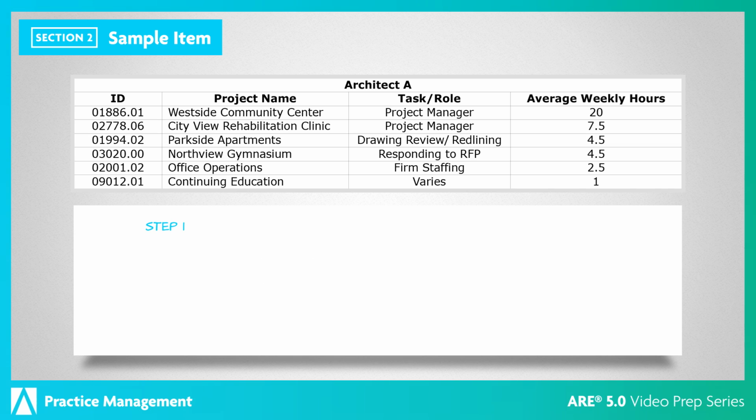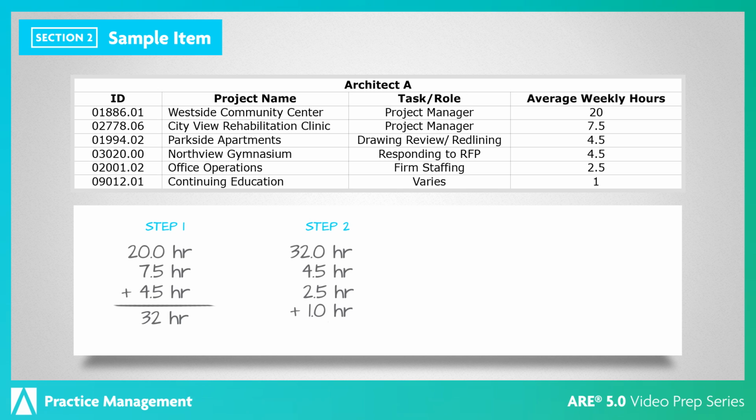First, you need to identify the direct labor hours for Architect A. Time spent on the Westside Community Center, City View Rehabilitation Clinic, and Parkside Apartments is all direct labor because it is charged to each project. Hours spent on responding to an RFP, firm staffing, and continuing education are considered indirect labor.